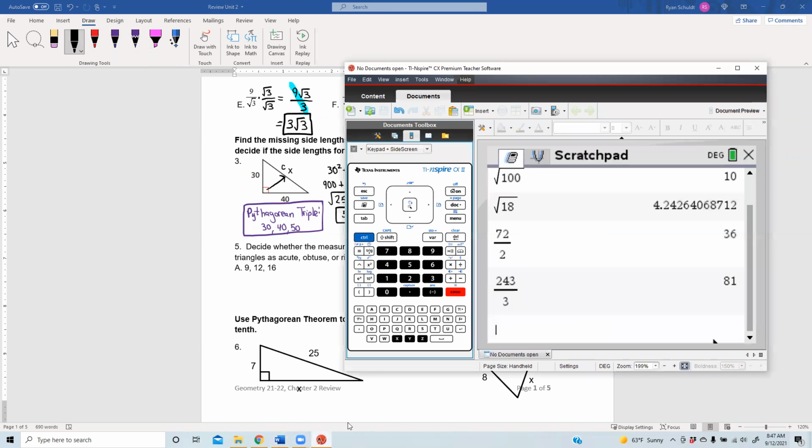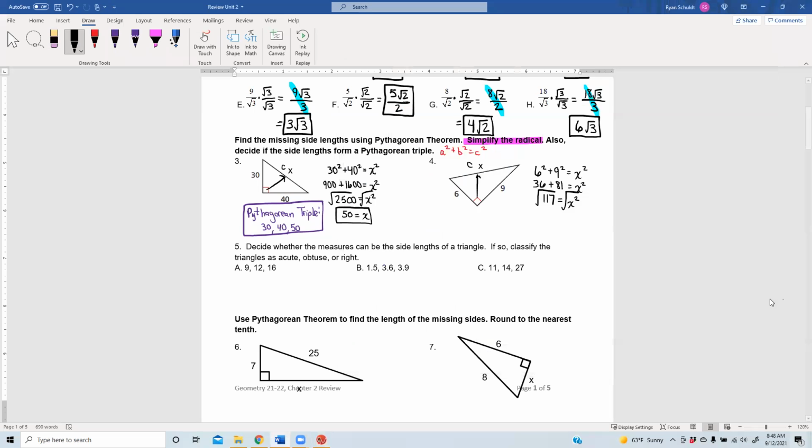Maybe I can divide it by, I can't do 2, maybe 3. Nope. Well, I can, but that's not going to do me any good. Let's try 9. 9 and 13 work. So this is going to be the square root of 9 times 13.